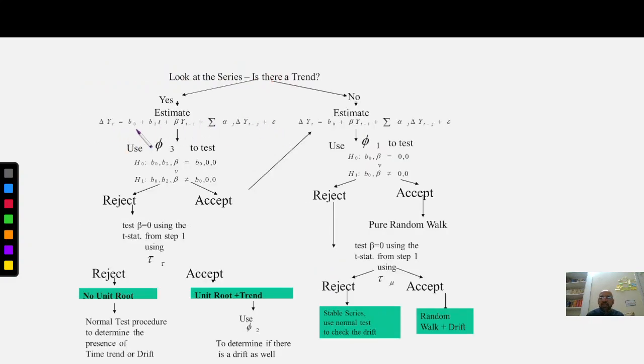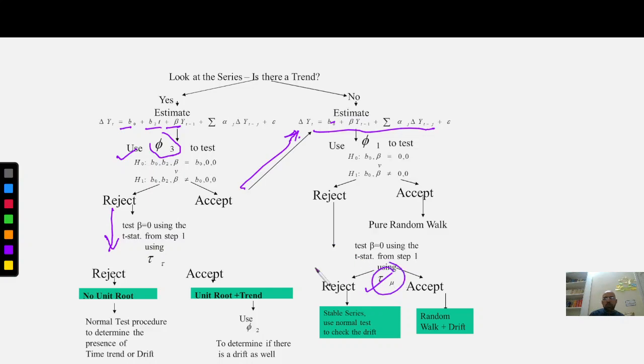So you can have this drift trend model, and you can see phi 3, whether beta 2 and beta equal to 0. If this is the case and this null hypothesis is accepted, it means B naught is not 0. So you should move here. If it is rejected, then you have to go here. And if in this case B naught is 0, it means you have to go for pure random walk. If it is accepted, you have to go with drift parameter.